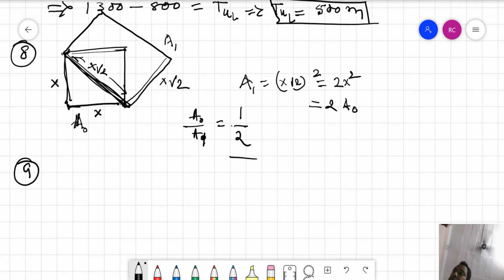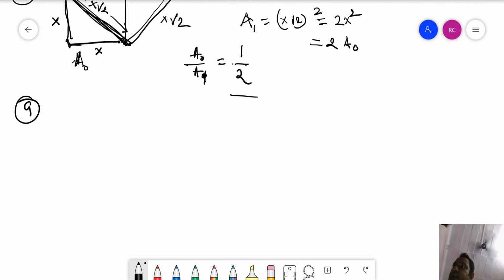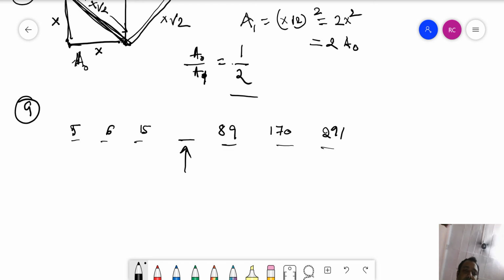Question number 9 gives us a sequence and it asks us to find the missing number. How do we approach it? We study each of these numbers and we try to find a pattern. If we cannot find a pattern, we look at the intervals and try to find a pattern. Now, since we couldn't find a pattern with the numbers, let us look at the intervals.